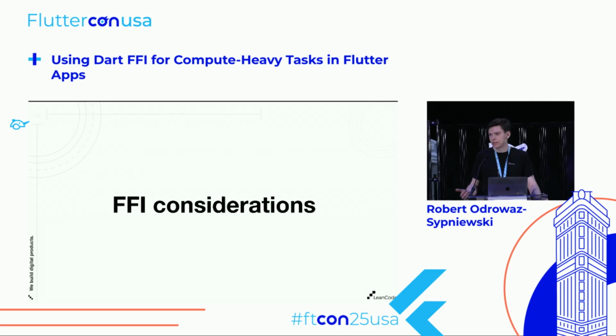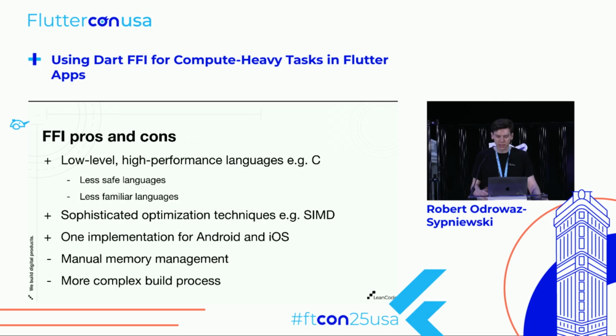Okay, so FFI. As I said, FFI is obviously not a silver bullet, so it also has some advantages, but also some drawbacks. With FFI, we do get access to low-level high performance languages such as C, but of course it comes at a cost. C isn't fast for no reason, and the reason in many cases is that there are a lot fewer safety features, and the safety net is greatly reduced. We can much more easily shoot ourselves in the foot.